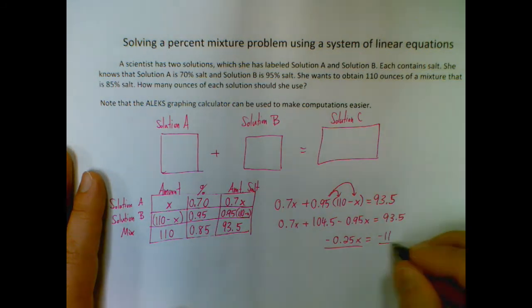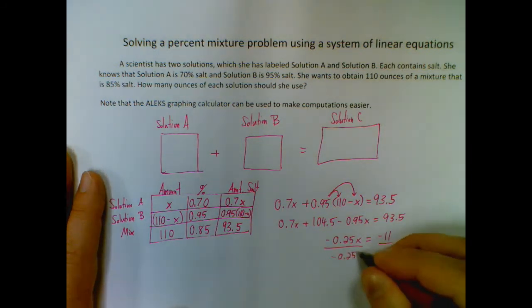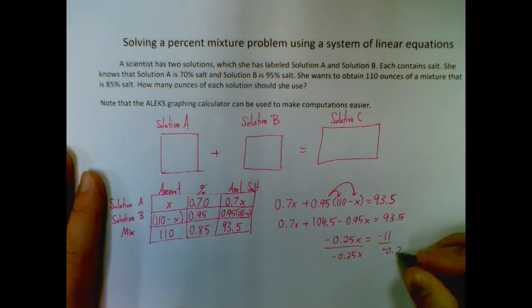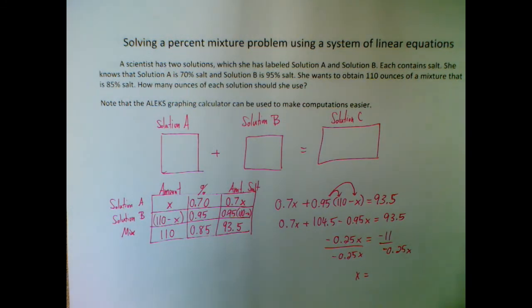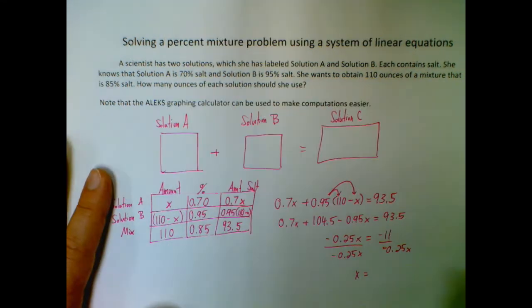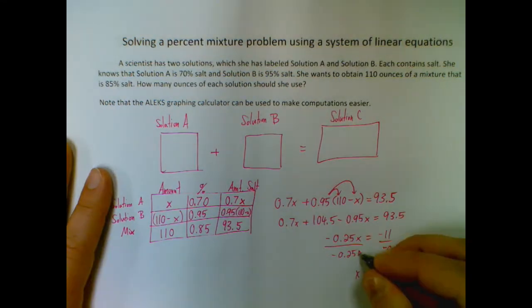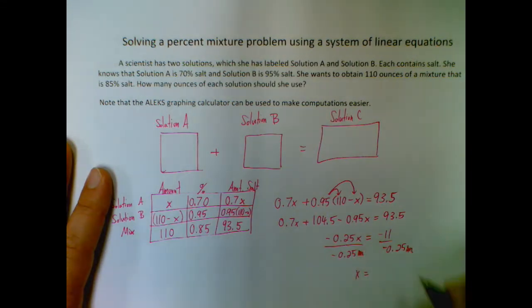So then I'm going to divide by my decimal here. I have negative 11 divided by negative 0.25, or just multiplying by 4. Oops, sorry, I want the x to stay, and that gives me a total of 44.